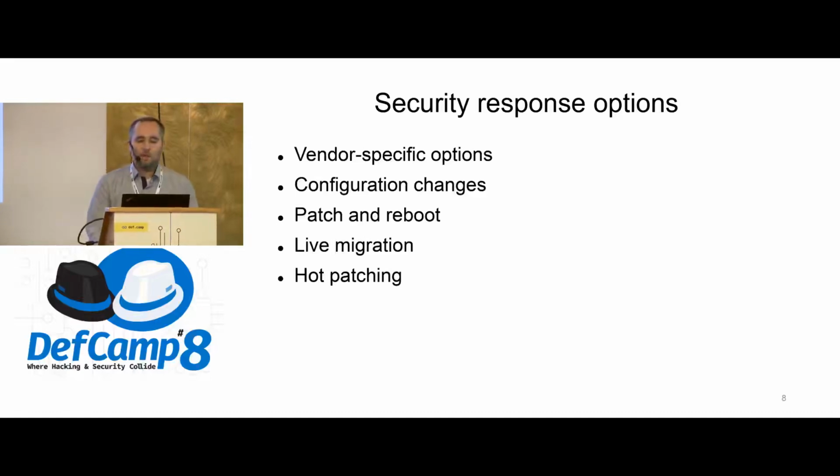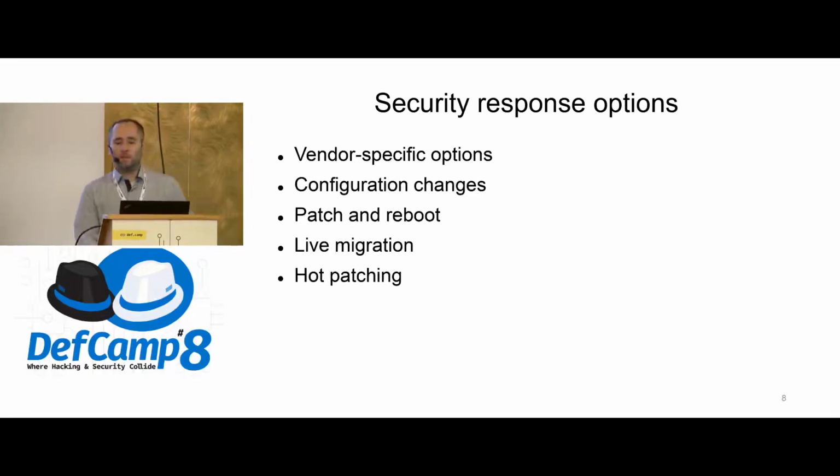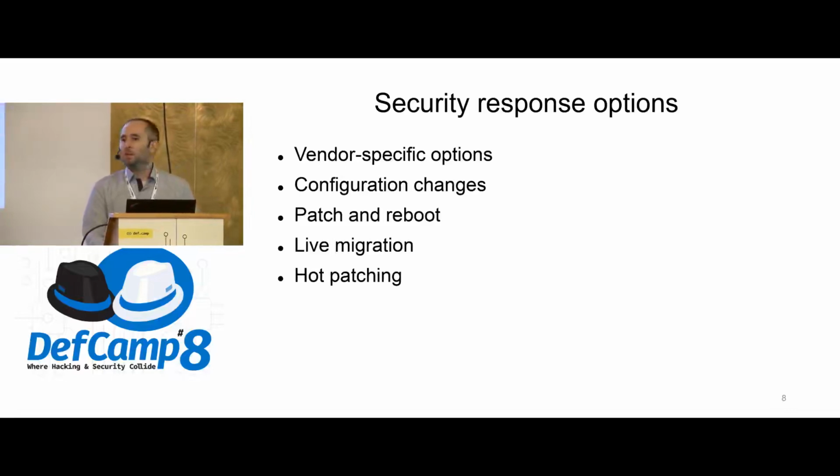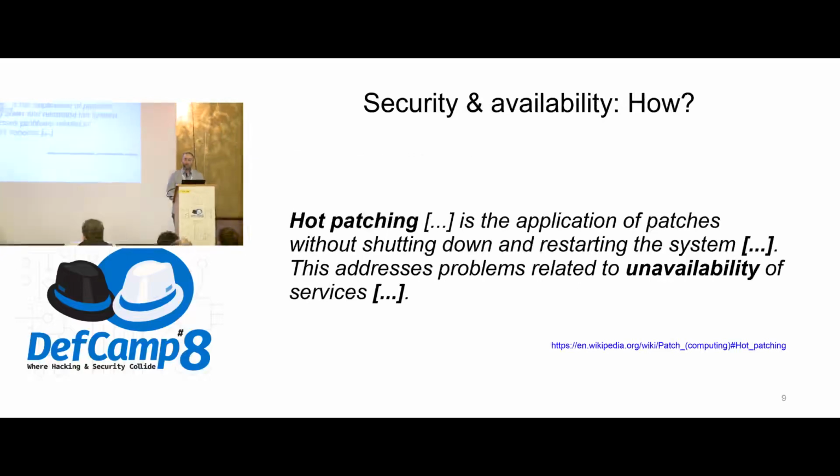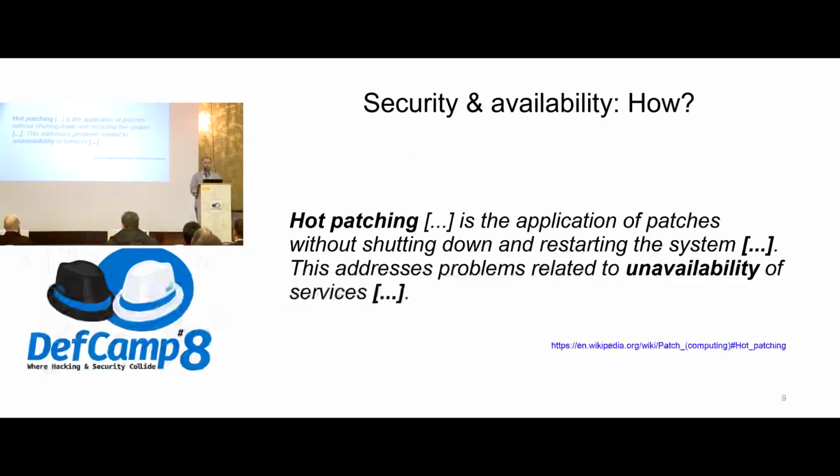So the remaining option is hot patching. That's basically an in-place modification of the code. That's a very complex approach, but if done right, it has the best properties for the customer. It's almost painless. So, hot patching. If we ask Wikipedia, hot patching is the application of patches without shutting down and restarting the system. This addresses problems related to unavailability of services. So this is what we want. In our case, we need a binary patch against the Xen hypervisor version that is active on each of our machines.